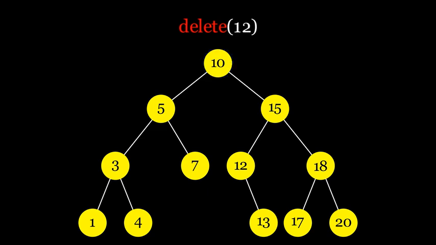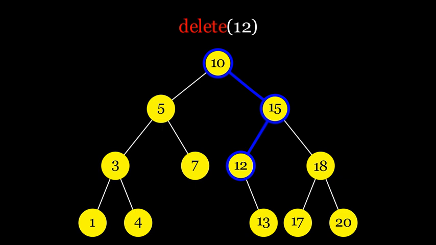Now, let's visualize deleting the node with the value 12. The algorithm will start at the root and, as usual, traverse the tree by recursively comparing the target value with the current node, moving left or right based on whether the target is smaller or larger. In this case, the node with the value 12 has one child.